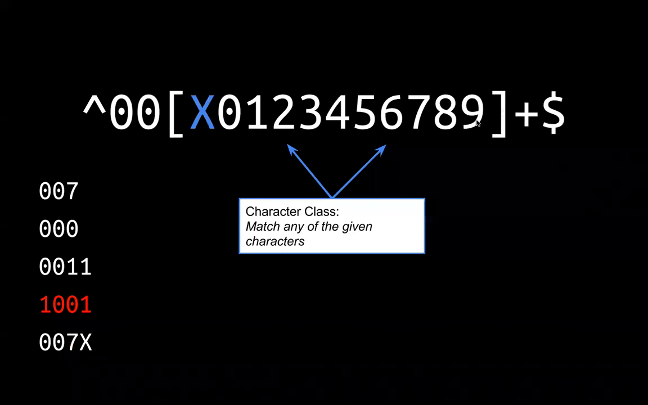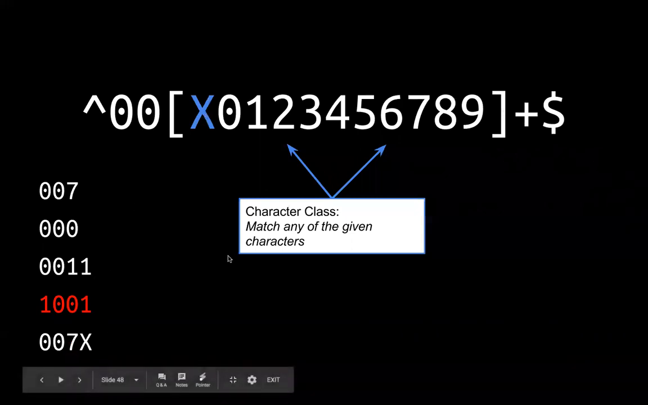And we can see that we can add more than numbers in here. If I add an X into this character class, suddenly X becomes a valid character in this part of our string, and this 007X will start to match.